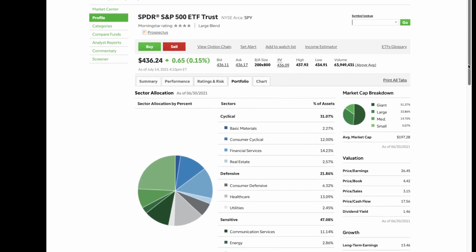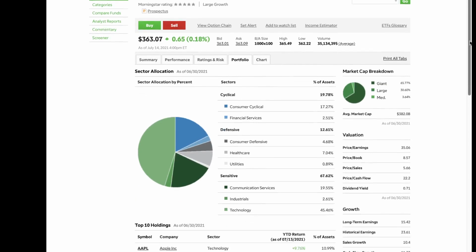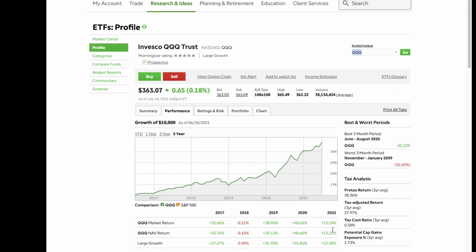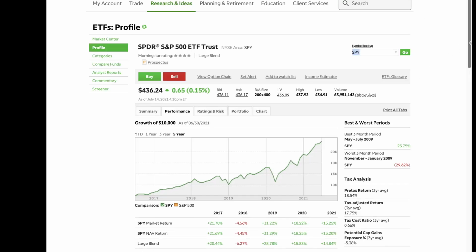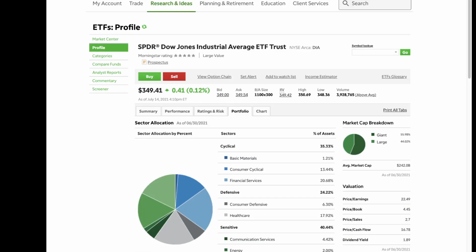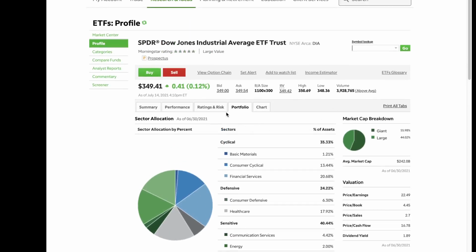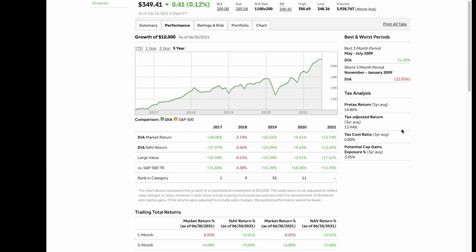And let's see. If you look at QQQ, the performance on it this year has been better than the rest of them. Look at this, it's 13% on that one. Let's look at the performance on SPY. It's been at 15%, and DIA has been down a little bit. Let's see this year's performance. The market return has been 13.7%.